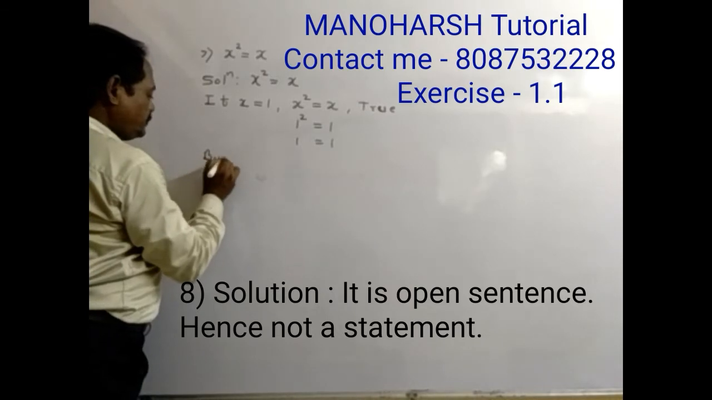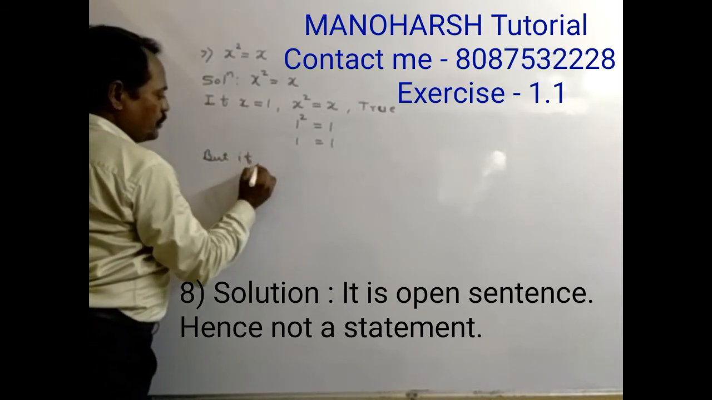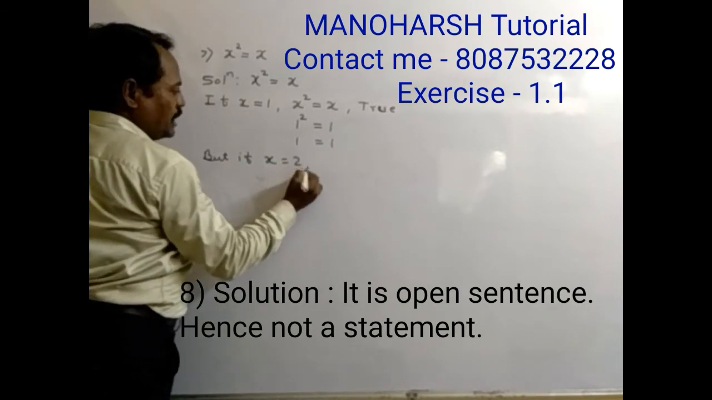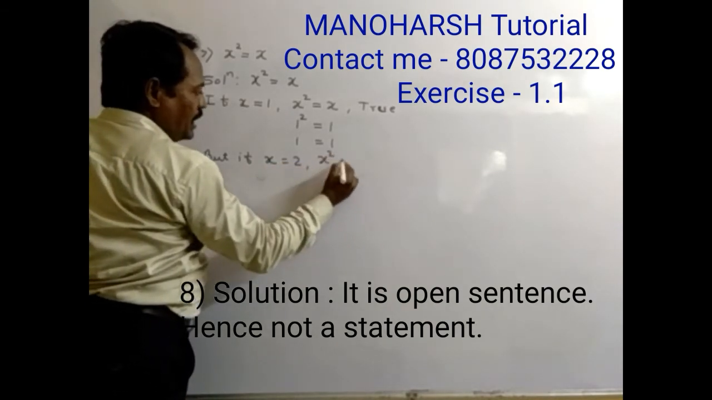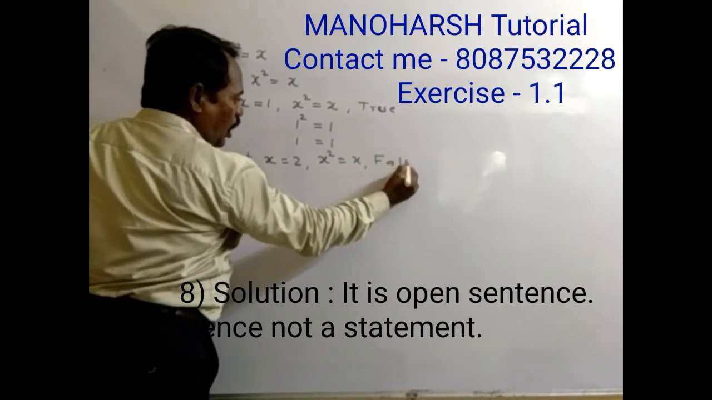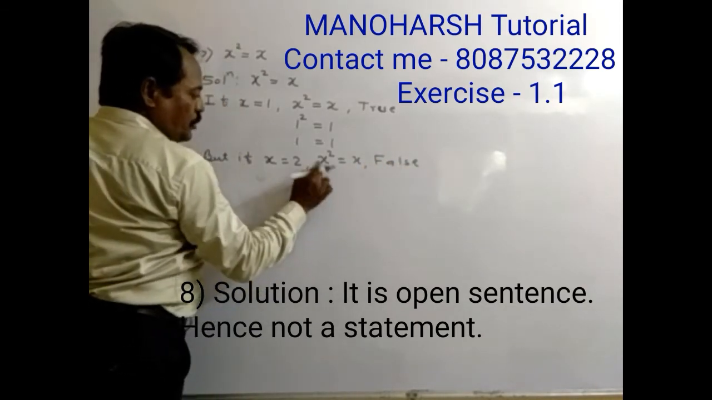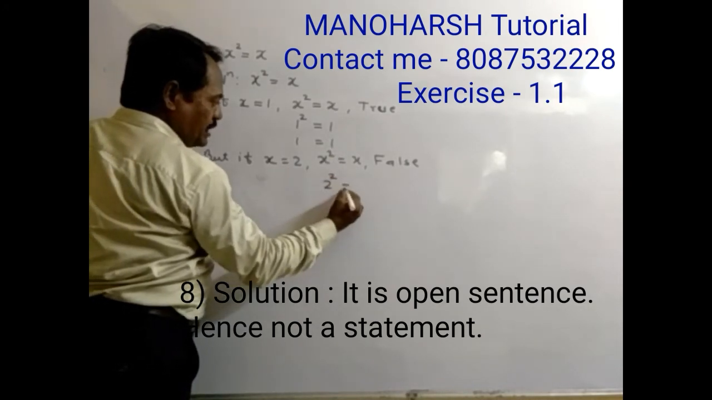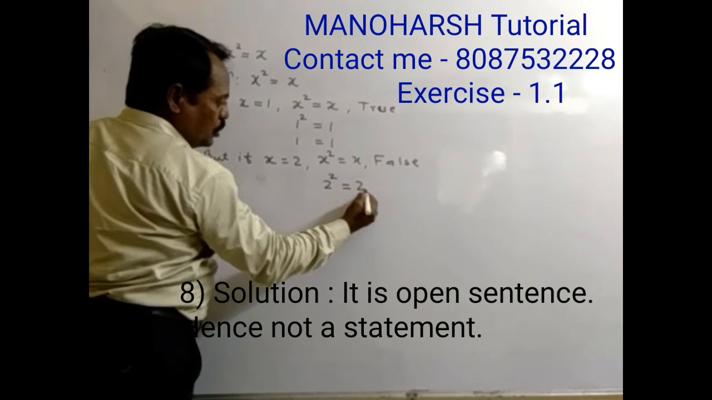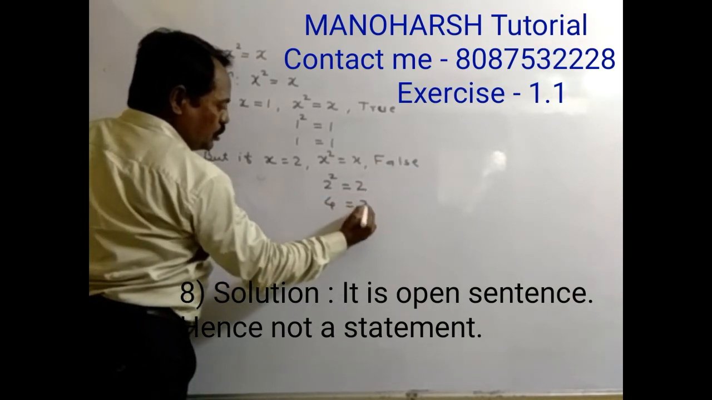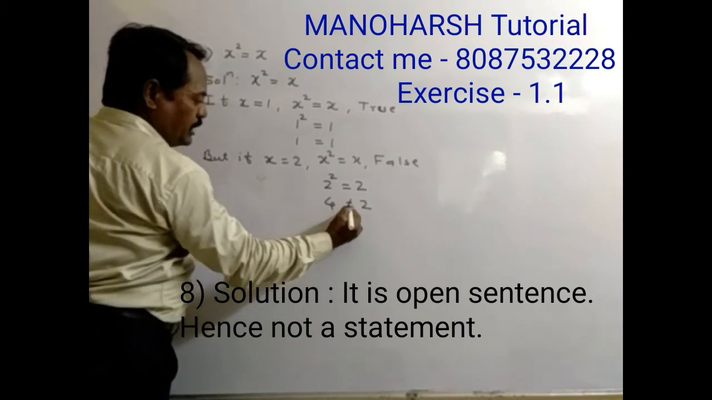But if we put x is equal to 2, then x square is equal to x is false. Now how is it false? If you put x is equal to 2, 2 square is equal to x, 2. So 2 square is 4 is equal to 2. So this is not equal.